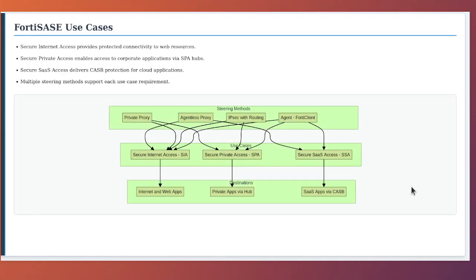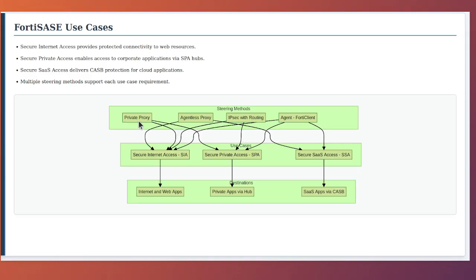FortiSASE Use Cases Overview. FortiSASE implements several flexible steering methods to redirect network traffic from the user edge to the FortiSASE security infrastructure. These steering methods enable three primary use cases that address different security requirements. Looking at the diagram, let me explain each use case and the steering methods that support them.